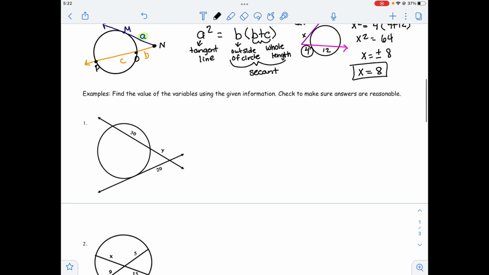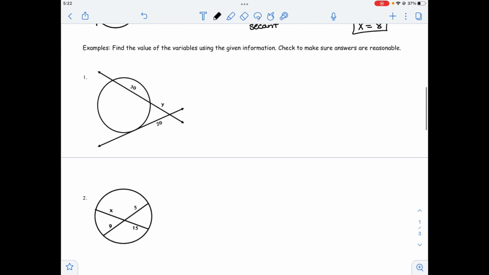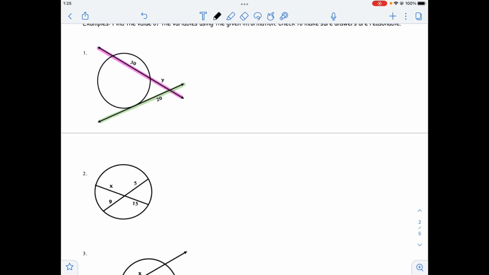All right, we're going to do a couple examples. We're going to find the value of the variables using the given information, and we're going to check to make sure the answers are reasonable. So our first one here, we have a tangent in green, and we have a secant in pink.